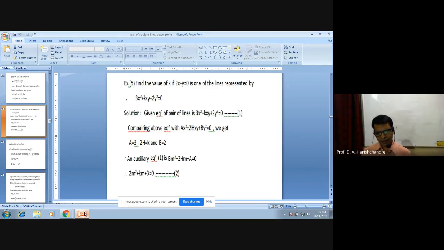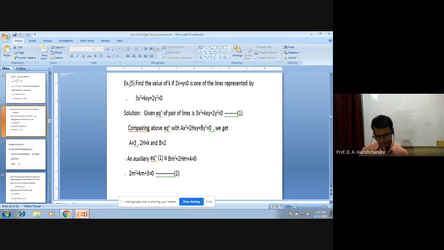Example number 5. Find the value of k if 2x plus y is equal to 0 is one of the lines represented by 3x square plus kxy plus 2y square is equal to 0. Actually 3x square plus kxy plus 2y square is equal to 0 is a homogeneous second degree equation, and we know that it is the joint equation of two lines. Okay, so one of the lines among them is already given here, which is 2x plus y is equal to 0, and using this data our job is to get the value of unknown k.